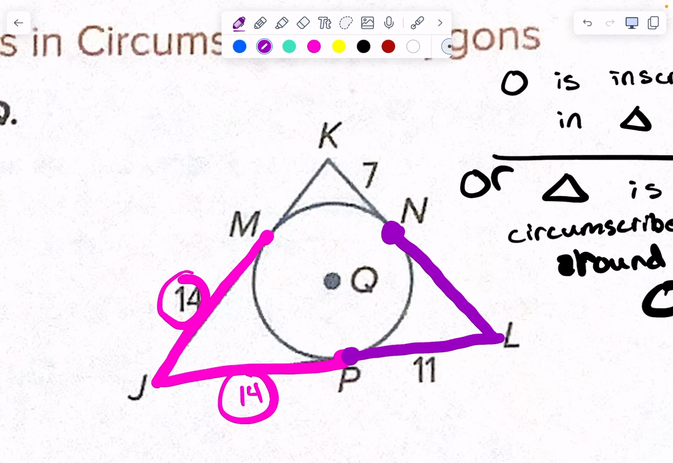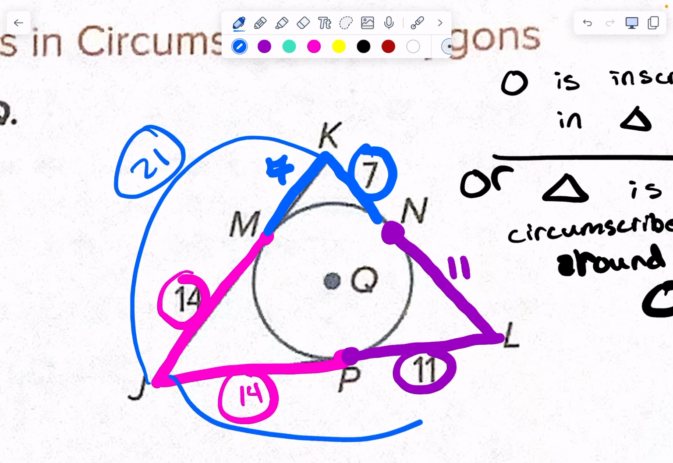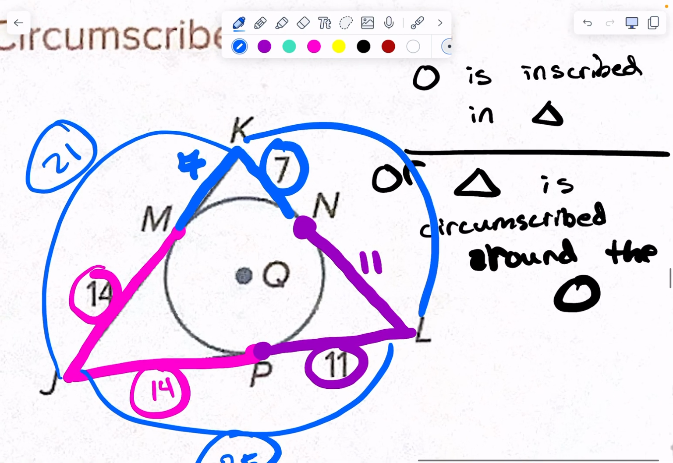Whoop, a smaller one, right? And this side is 11, so this side is also going to be 11. And then I have one more ice cream cone at the top. It's a really short one. And this is 7, so this is 7. And then I have to find the perimeter. So what's this whole side going to be? 21. And this whole side is 25. And this whole side is 18.